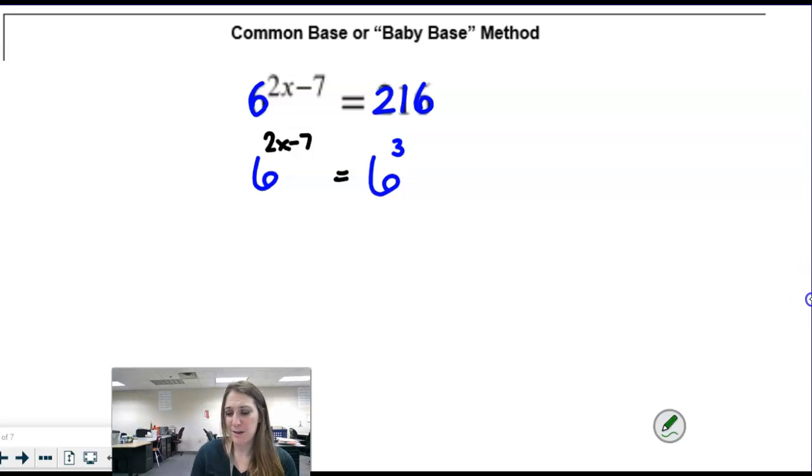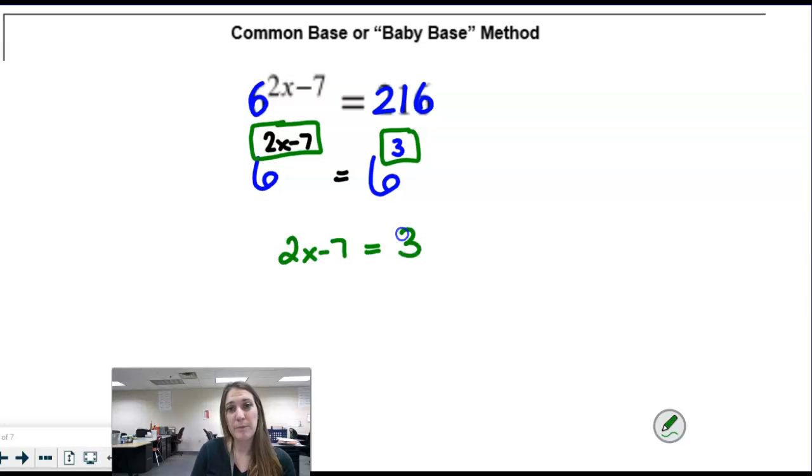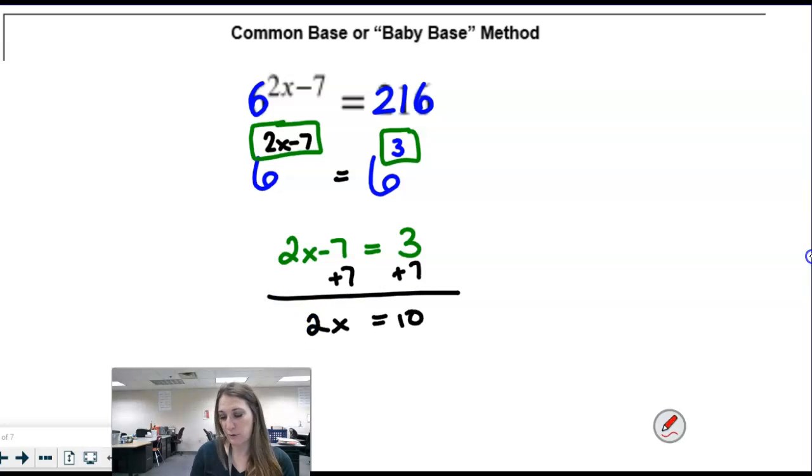Why would I want to do that? Well, think about this from a math logic standpoint. 6 to some power equals 6 to some power. The only way for that to be true is if your exponents equal each other. So once you can maintain the same base, that means the exponents have to equal each other. So now we set up 2x minus 7 equals 3, and then we just solve the simple equation. I'm going to start by adding 7 to both sides. We get 2x equals 10, and then of course we divide by 2 on both sides, and we end up with x equals 5.